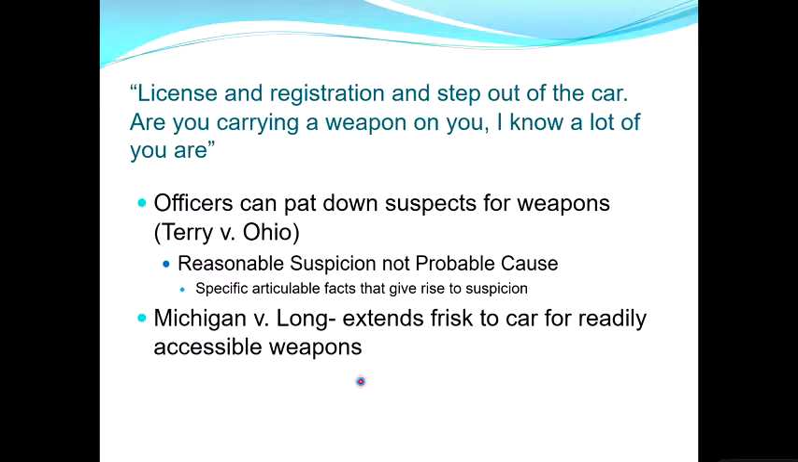So the next part of the lyrics, they say license and registration, step out of the car. Are you carrying a weapon on you? I know a lot of you are. So as we said before, last class, officers can pat down suspects for weapons under the Terry versus Ohio case. And like I said last class too, I need a reasonable suspicion, not probable cause, which is defined as specific articulable facts that give rise to that suspicion. Michigan versus Long extends the frisk to the car for readily available weapons as well.